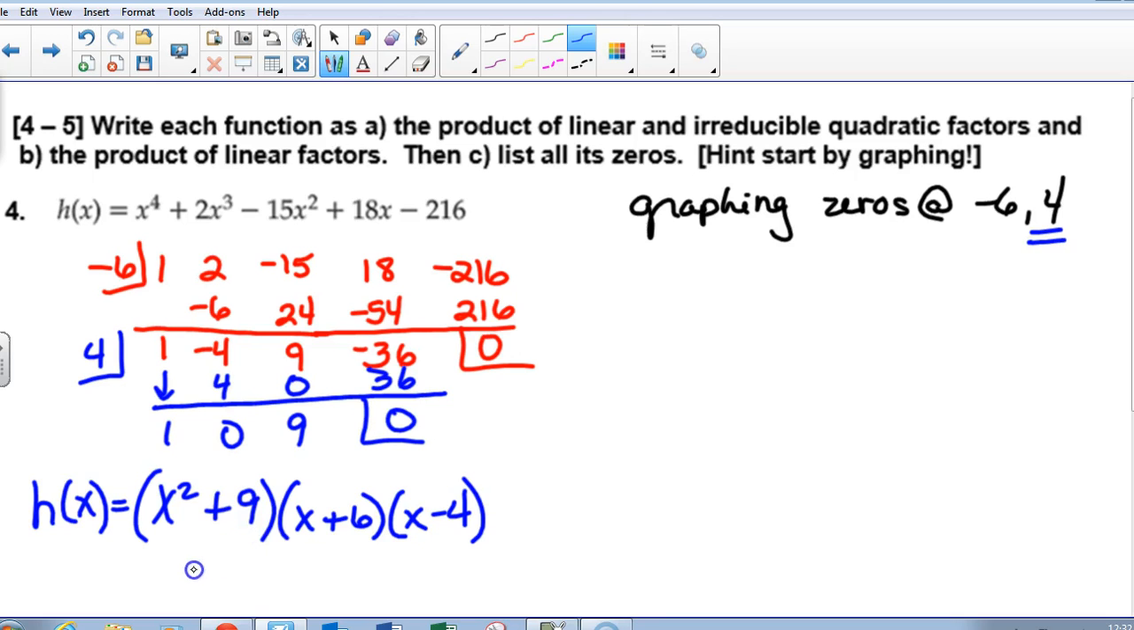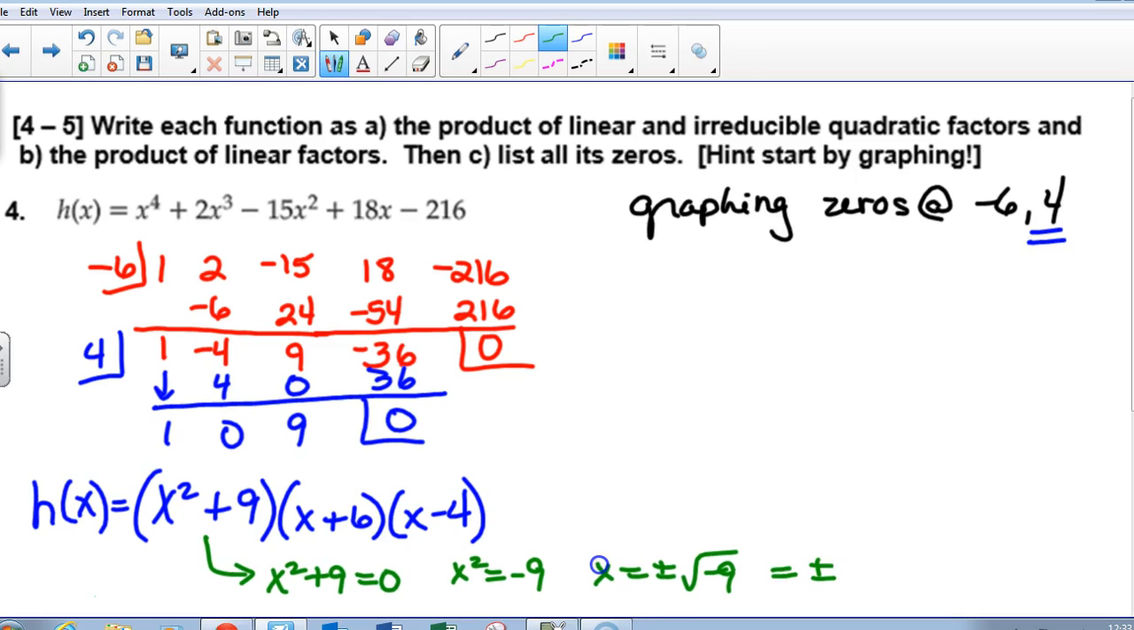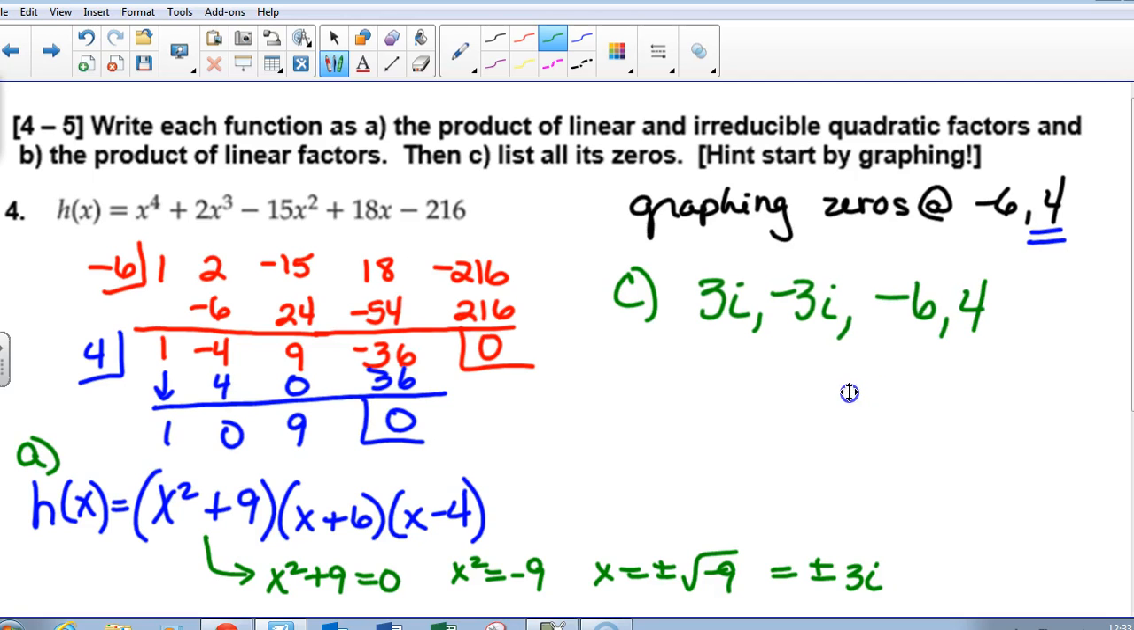Okay? Now, I don't understand why they put this b before c. I can't list the linear factors until I've found the zeros. That makes no sense to me. I need to find the zeros here. How does this solve if I set it equal to 0? X squared is -9, square root of that, you get 3i. Plus minus 3i. Okay, so for part C, this was part A. Part C, the zeros are, be careful, there should be 4 of them: 3i, -3i, -6, and 4, in any order.